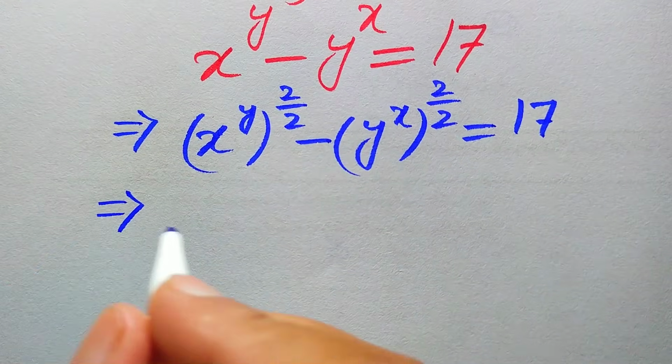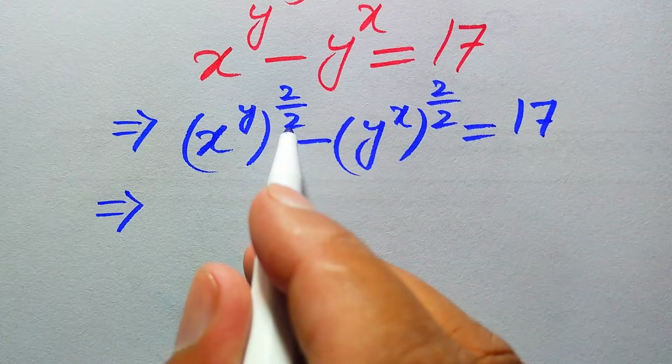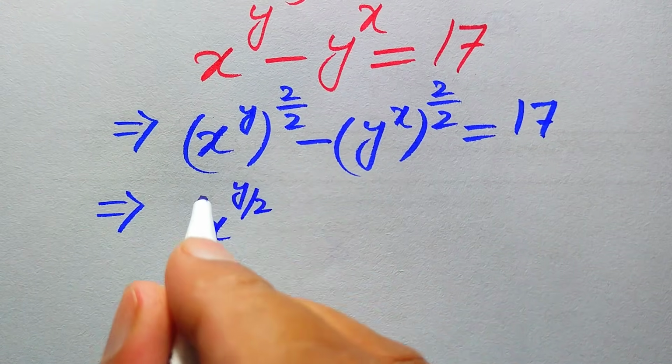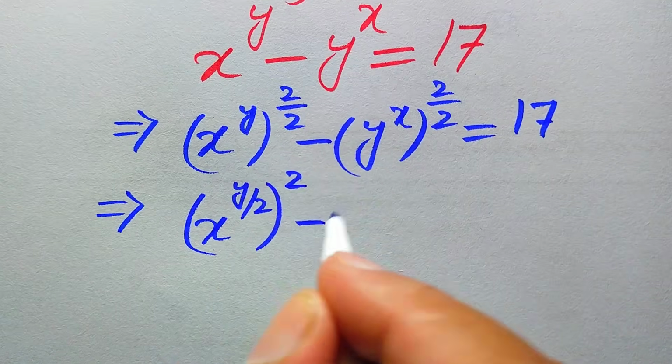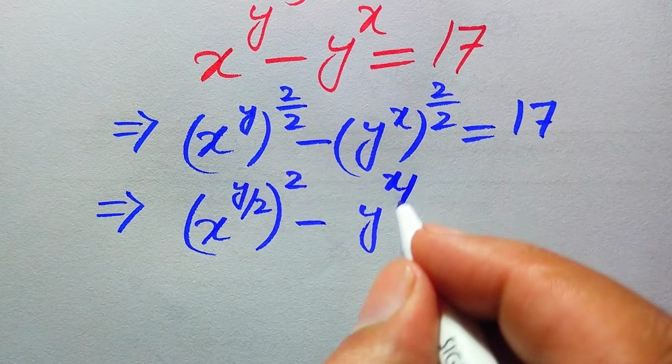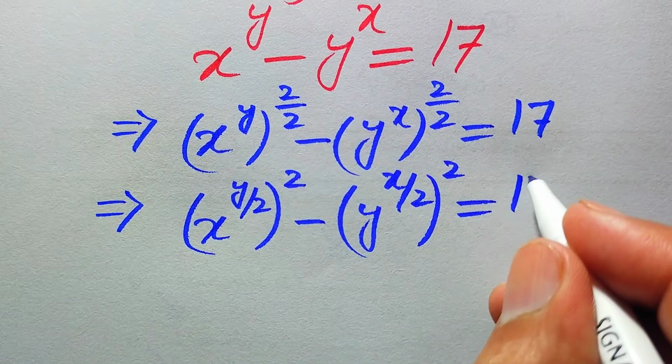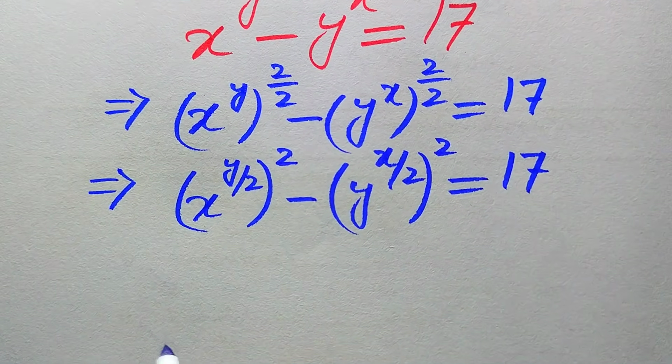And here we use the nice exponential rule, and we move 1 over 2 inside the term, and it becomes x to the power of y over 2 and its whole square, minus y to the power of x over 2 and its whole square, and this is equal to 17.